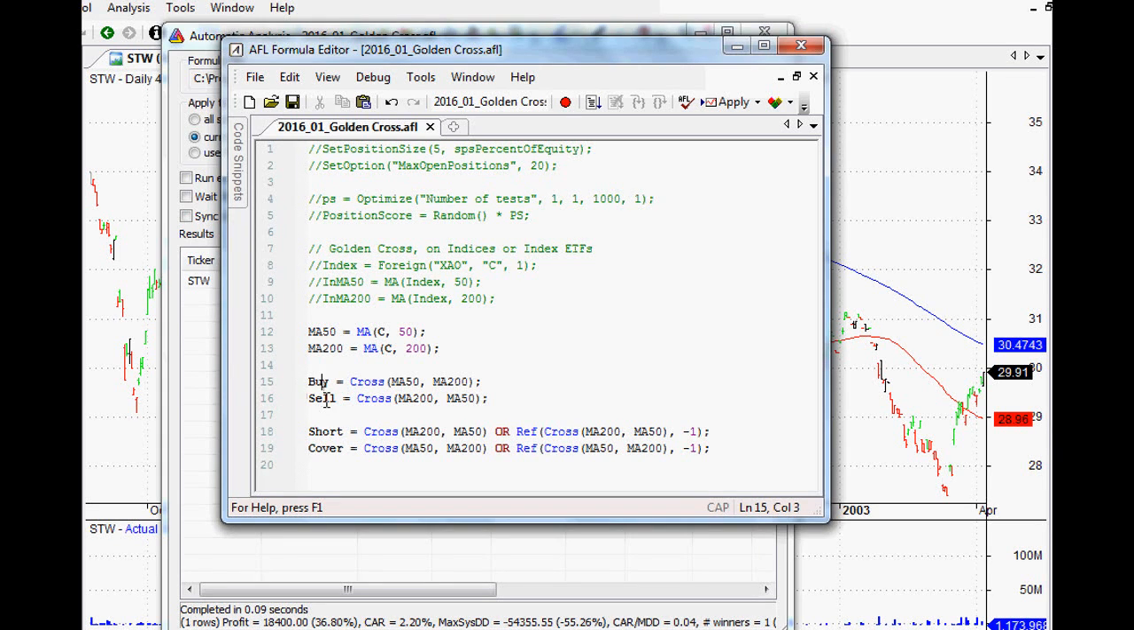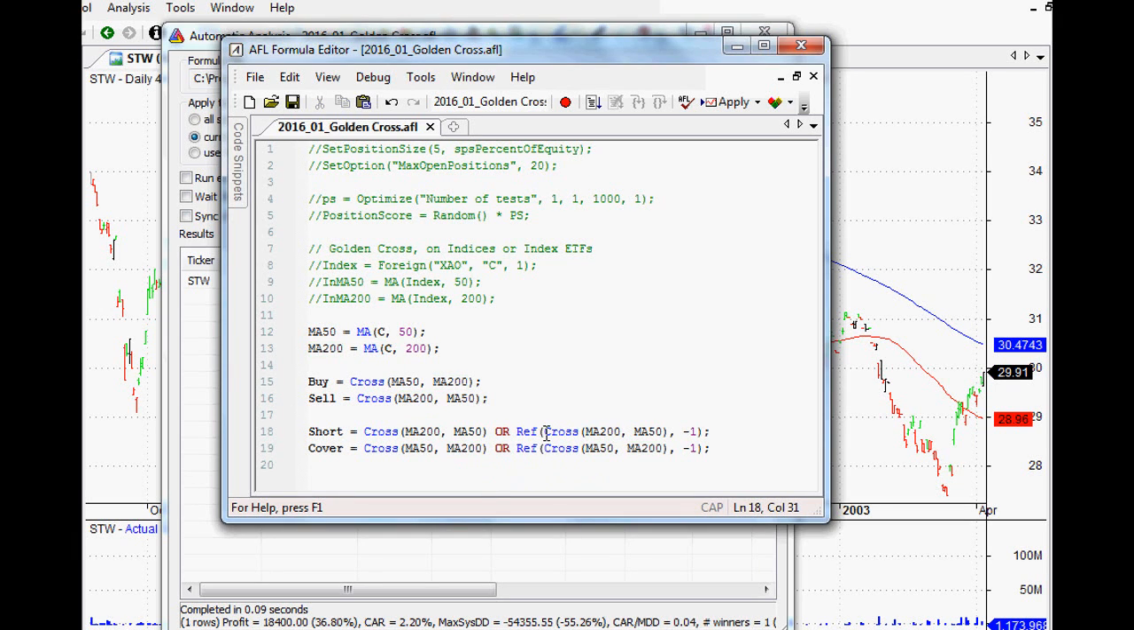So we've got buy and sell, which buy's moving up and sell's moving down. Now we want our short, which shorts or opens our position when it moves down, and covers our position or closes it when it moves back up again. So it's literally just the reverse. We want it to short when the 50-day moving average crosses below the 200-day moving average, and to cover that position when the 50-day moving average closes back above the 200-day moving average.